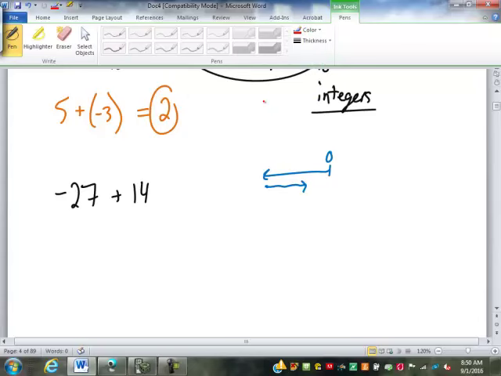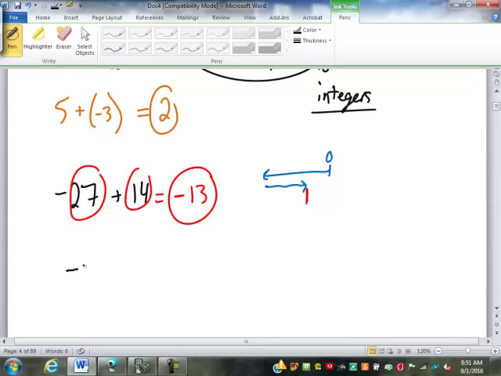So what this image tells us is two things. First of all, we end up on the negative side of 0, so my answer is going to be negative. The second thing it tells us is since the arrows go in opposite directions, the value is the difference in the original values. What's the difference between 27 and 14? 13. So the answer to that is negative 13. So you don't have to draw out the number line, but having that little picture of the vectors helps us figure out what to do.